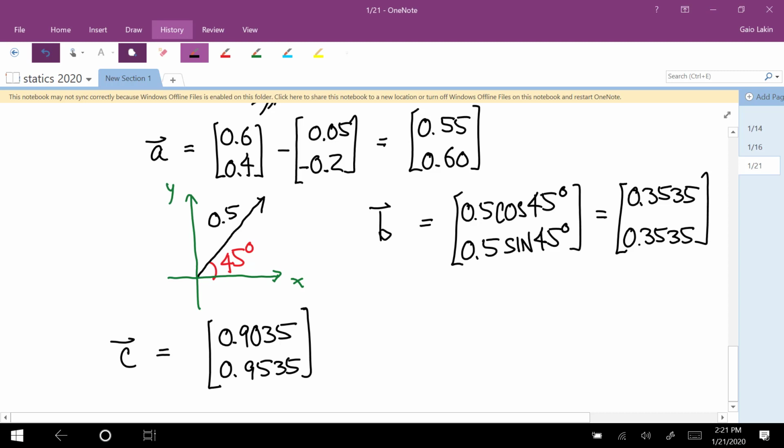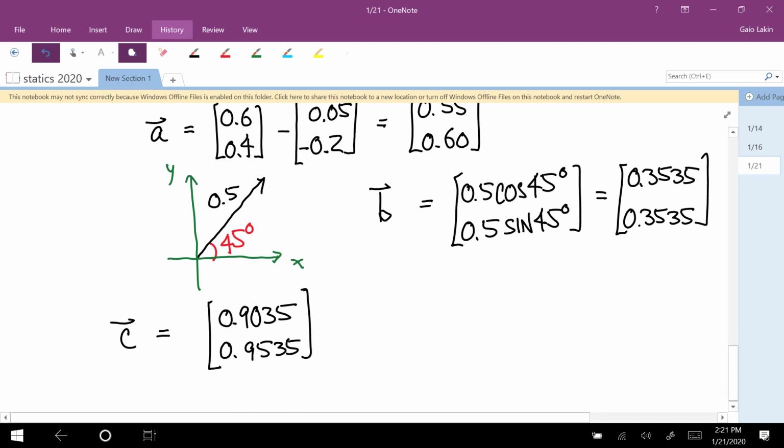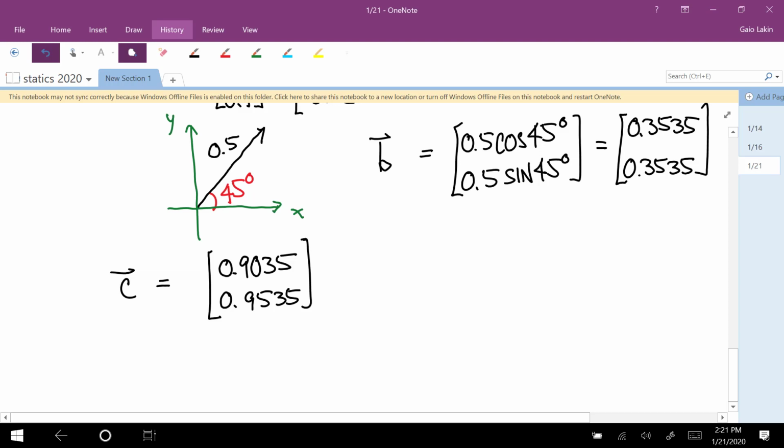I had to switch the signs on that. I think I got them wrong before. I think that coordinate is a positive 0.05 and then a negative 0.2. I just had it written down wrong before. Any other questions about that?